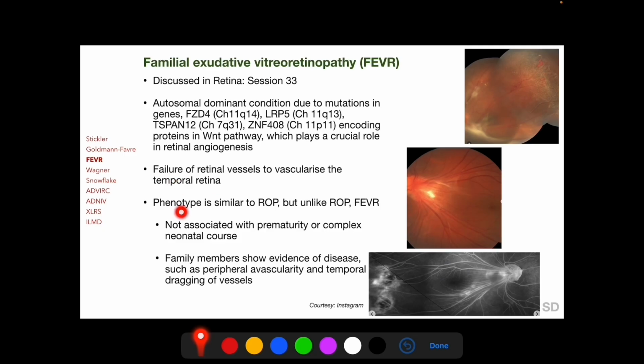And so the phenotype of FEVR is similar to that of ROP, but unlike ROP, FEVR is not associated with either prematurity or complex neonatal courses, and family members of patients with FEVR show evidence of disease such as peripheral avascularity and temporal dragging of vessels as seen here in this angiogram and in this color photograph. This photograph shows peripheral retinal detachment from peripheral neovascular proliferation in FEVR.